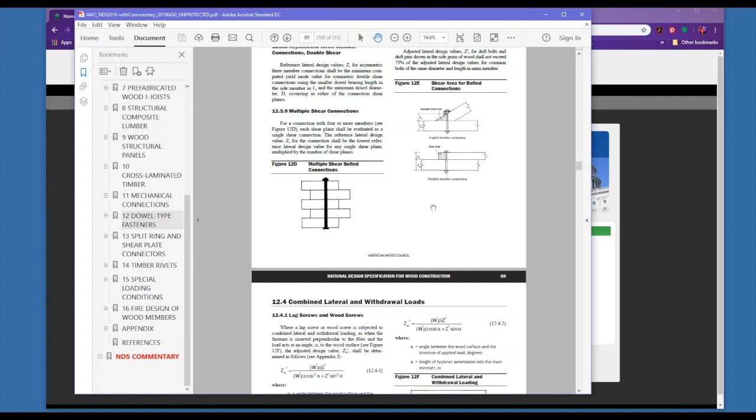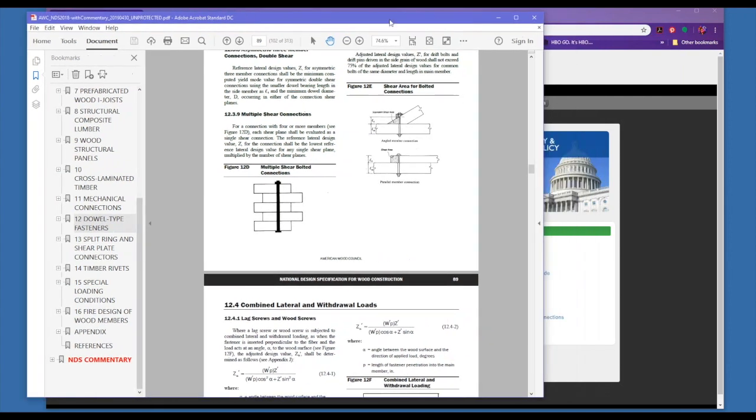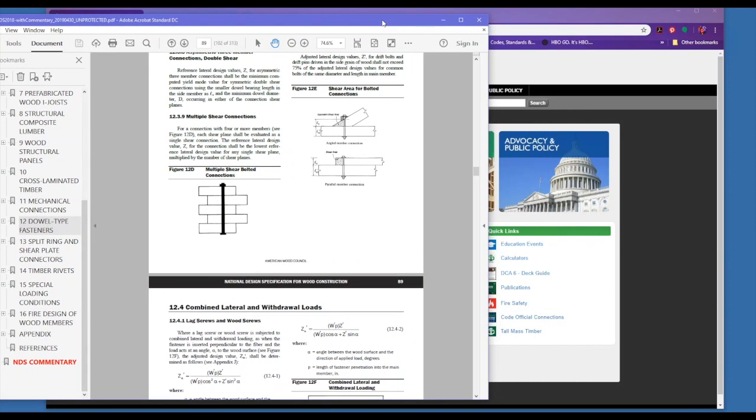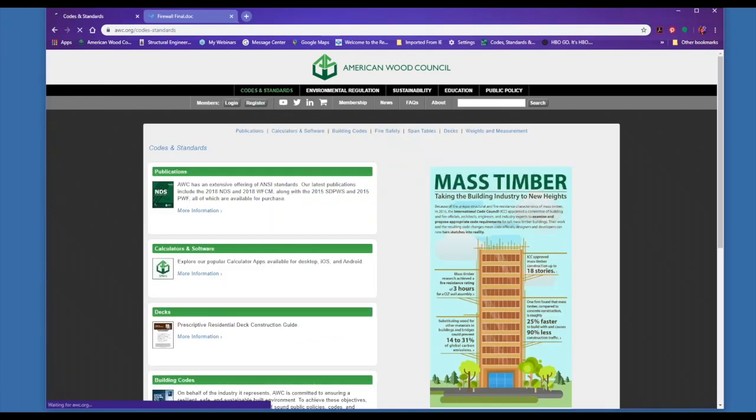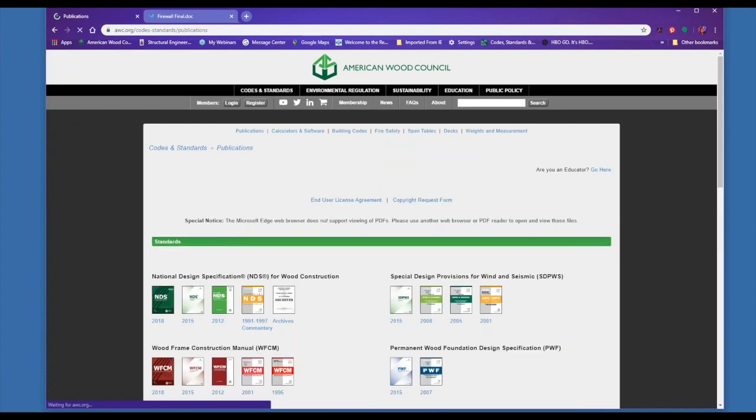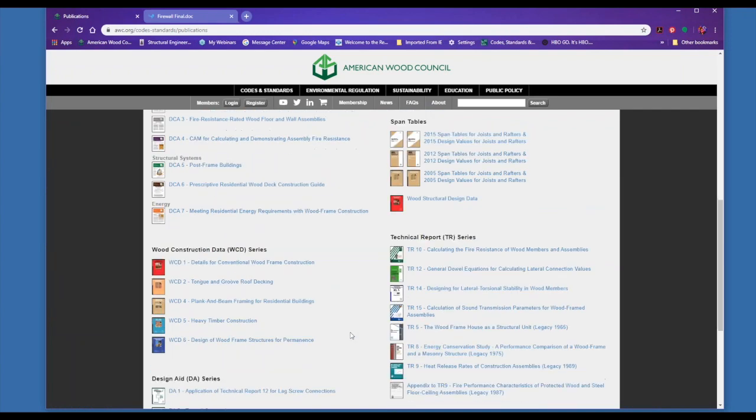Great. And I don't recall if you touched upon this, but the difference between analyzing the members in TR12 versus the NDS in gaps, can you touch on that a little bit? Yeah. I didn't talk about TR12, but Technical Report 12 is one of our publications on the AWC website that you can download for free. It provides an alternative approach to calculating your shear or your lateral capacity of a connection.